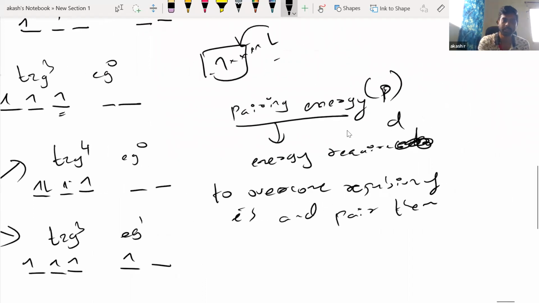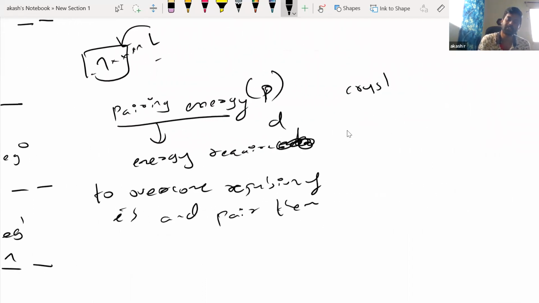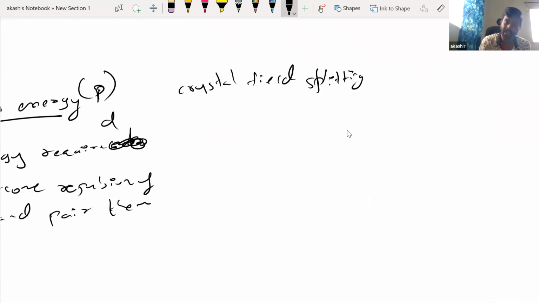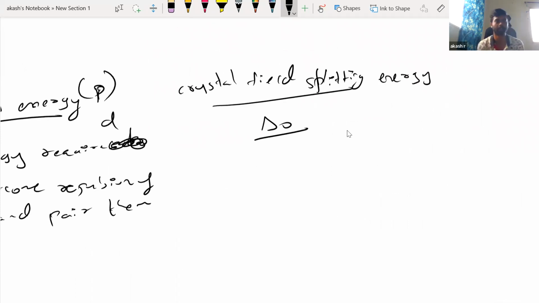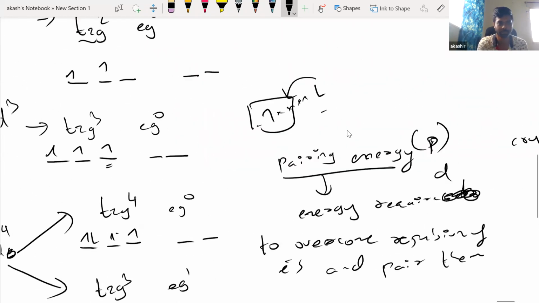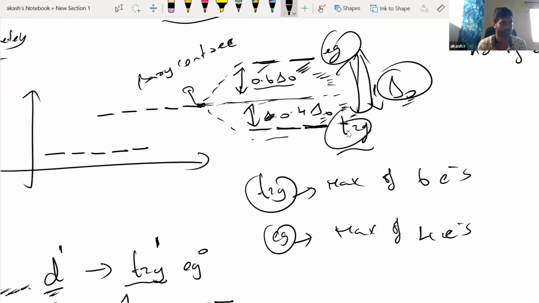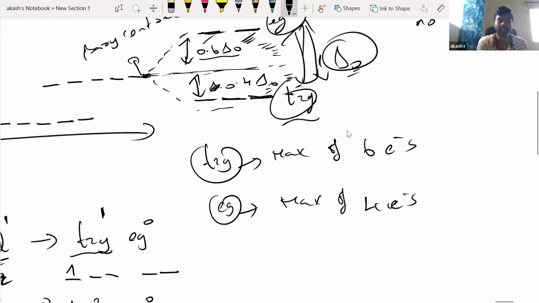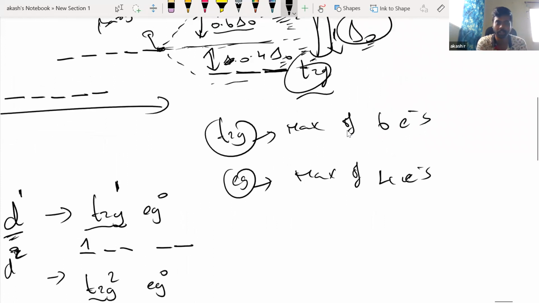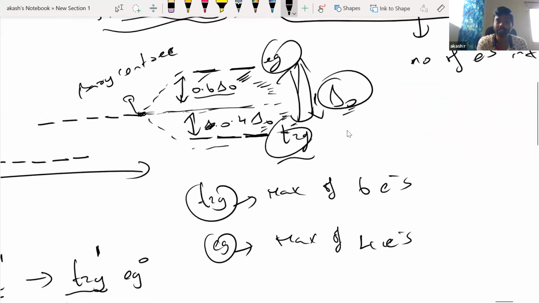Next one is your crystal field splitting energy. This is nothing but your del O, that is how we represent it. Basically, the difference between your Eg and T2g, this difference is your del O. That is exactly what your crystal field splitting energy is.